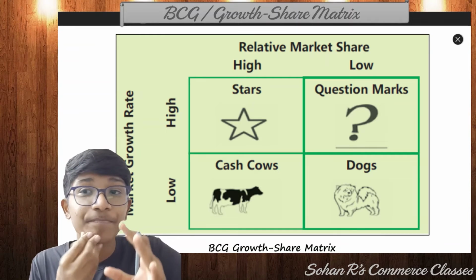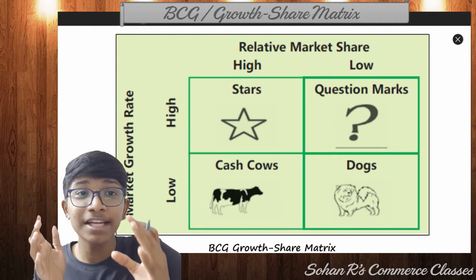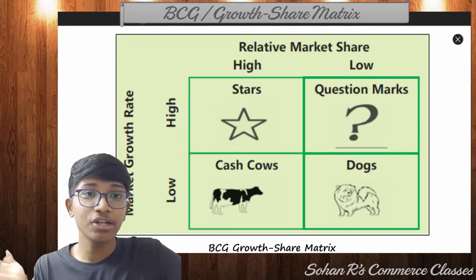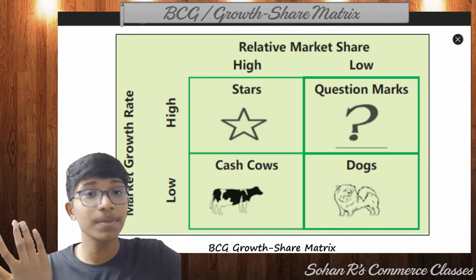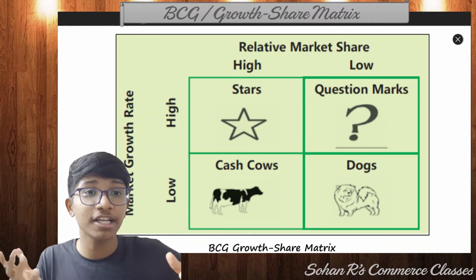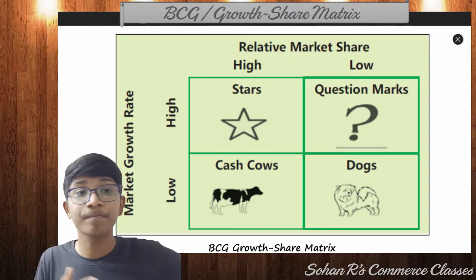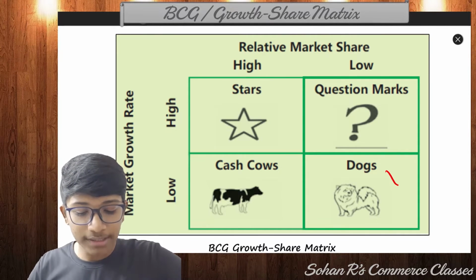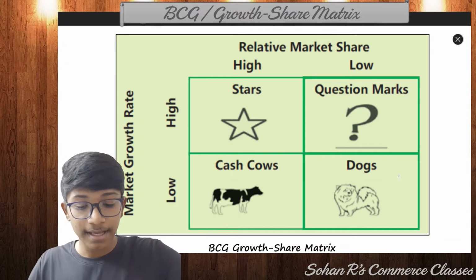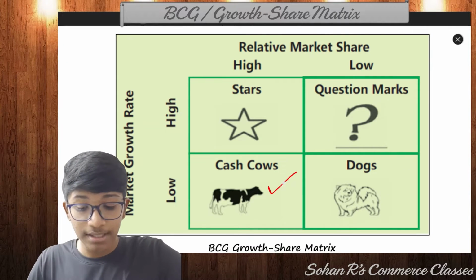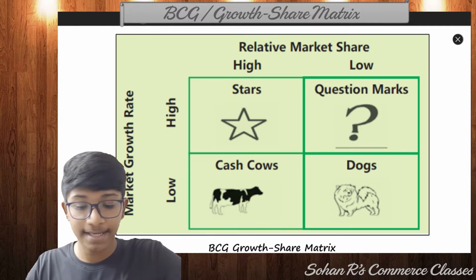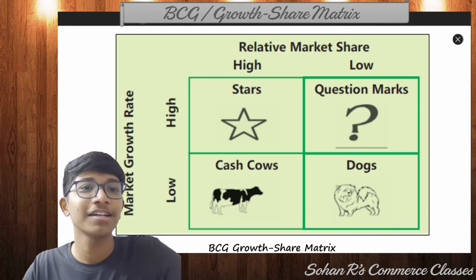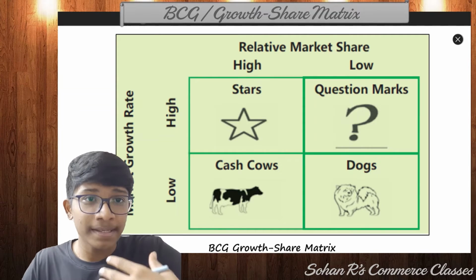So basically, you should have a minimized amount of products in the dogs category, because they don't have potential in the future, and they do not even occupy such a great market share that you can have proper profitability from it. So basically, dogs are the worst and stars are the best. And then come the cash cows. Then at last, the second position is held by question marks. This is just on a preferential basis. I'm just telling it on my basis as well.